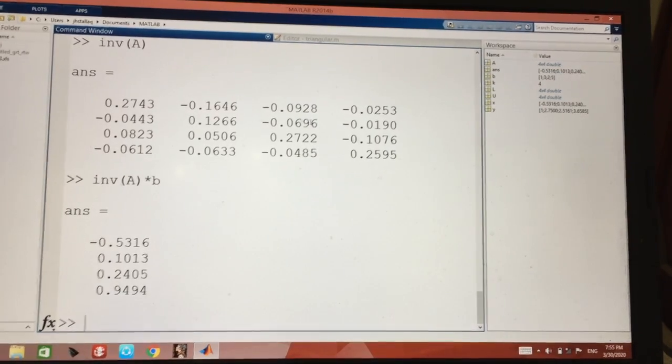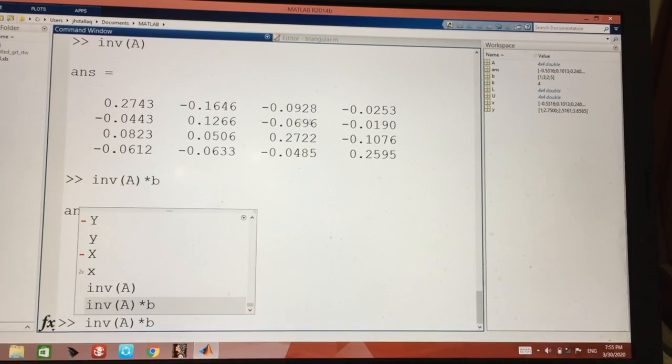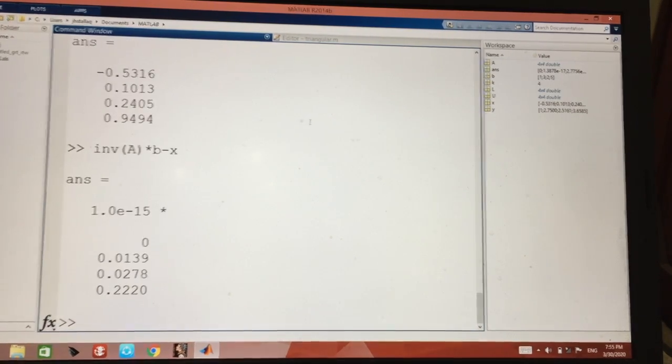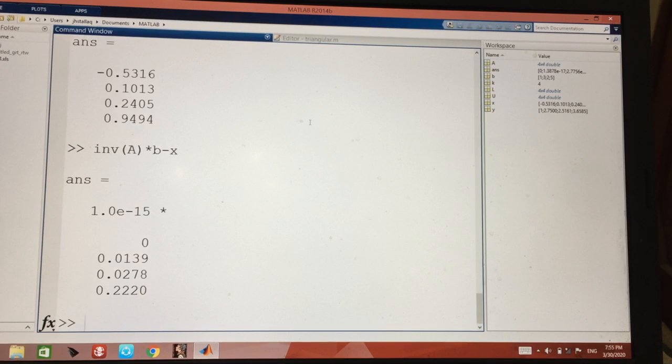So that's the same X. If we say minus X, for example, it should give us something like 0, 10 to the minus 15. So we are correct in determining X, okay?